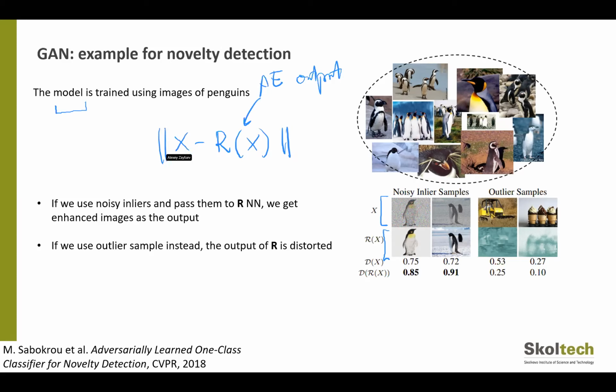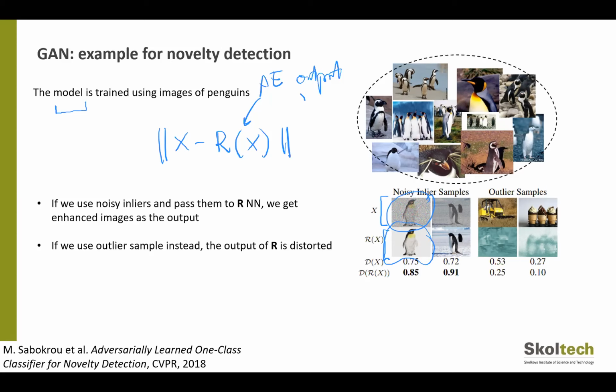And as we train on images of penguins, we should be particularly good at reconstructing penguins. For example, we can even denoise images in an automatic way. So if we have a noisy penguin, like here, we pass it through our autoencoder, and in the end we have a very good looking penguin.